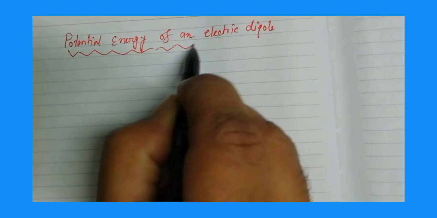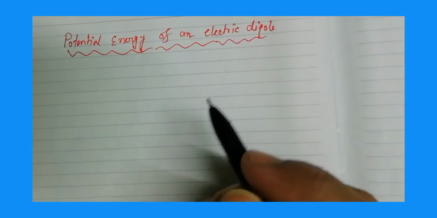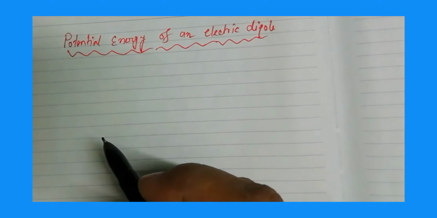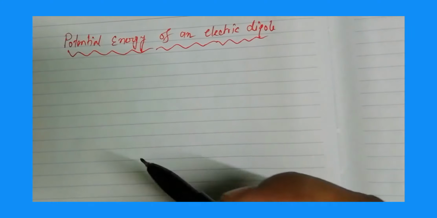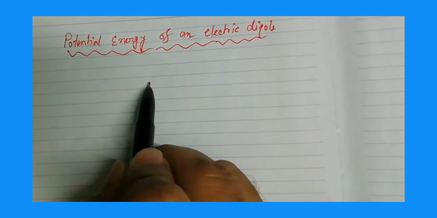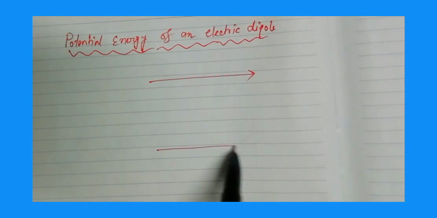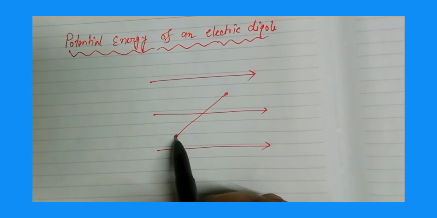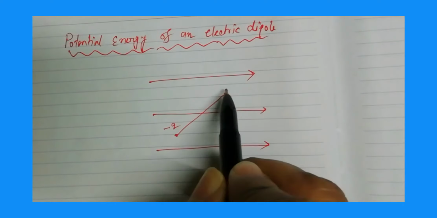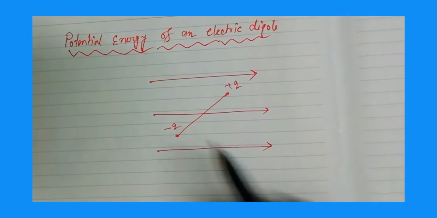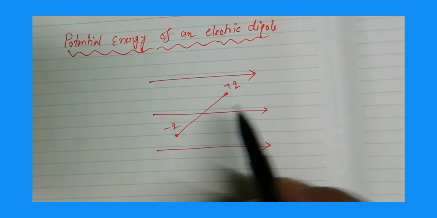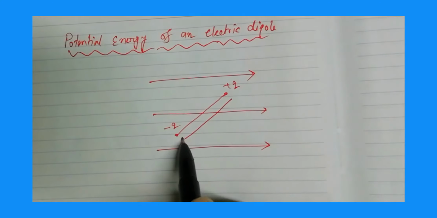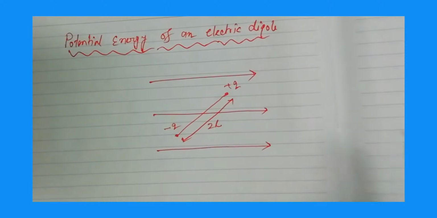So as you know, electric dipoles consist of two equal amounts of charges. Let us introduce this electric dipole in a uniform electric field. This is the electric dipole, of length 2L, and E is the uniform electric field.